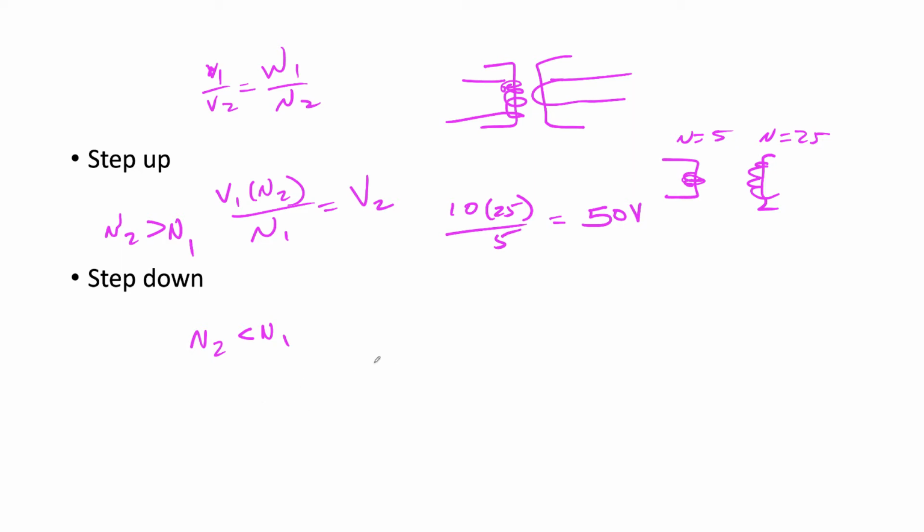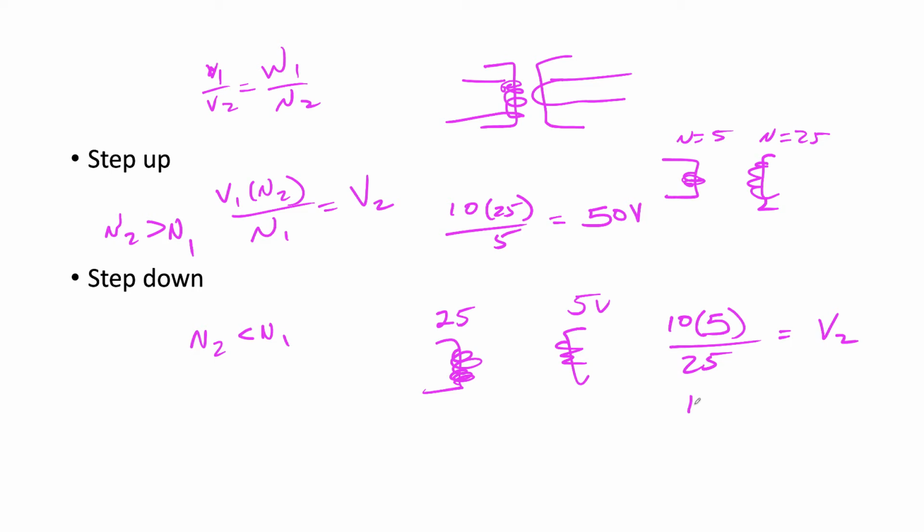So step down, we've got more wires at the beginning. In this case, we've got 25 wires here, and we've got 5 wires here. And let's look at it again, what happens when we step it down. So we've got 10 volts. We have 5 turns on N2, 25 on N1, and that's going to equal voltage 2, and that should be less than 10. So 10 divided by 5 is going to give me 2 volts, and so basically we're dividing by 5 each time. It's just this relationship between the voltage and the number of turns on each side of the transformer.